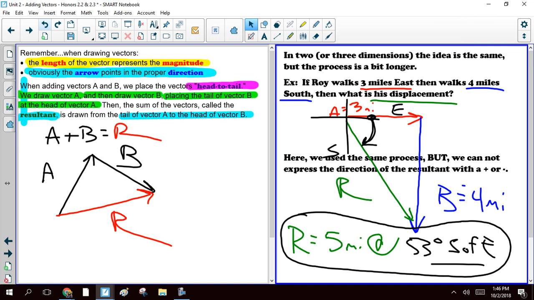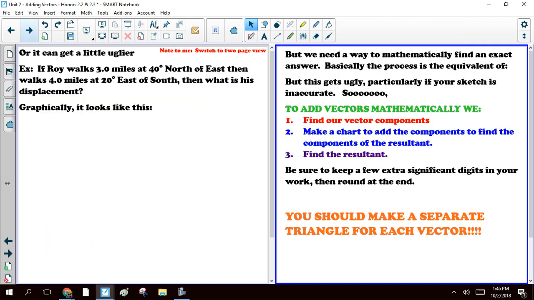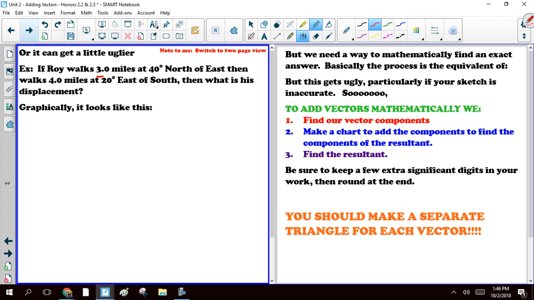Now, it can get uglier than this, all right? So suppose Roy walks 3 miles at 40 degrees north of east, and then he turns and goes 4 miles at 20 degrees east of south. Let's find his overall displacement. Graphically, here's what it would look like. Roy's going to start here, arbitrarily, and walk 3 miles, 40 degrees northeast. So 1, 2, 3 miles. There's vector A, 3 miles.